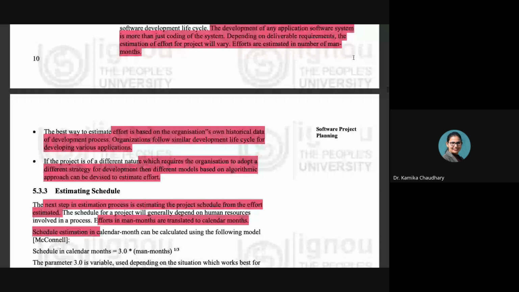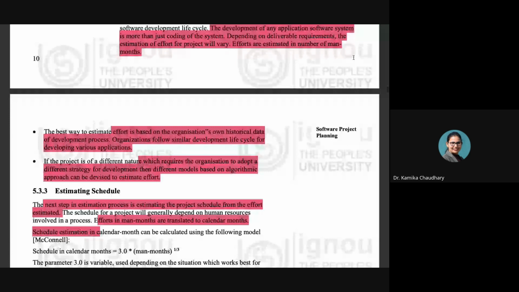So the best way to estimate the effort is, again, in the case of estimating the efforts also, the organization is going to refer to its historical data in order to establish an analogy between the present project and the past project. If there is an analogy, if there is a dependency, if there is a certain kind of relationship, then that particular relationship can be used for estimating the effort.